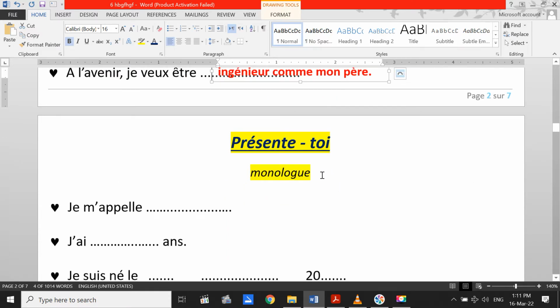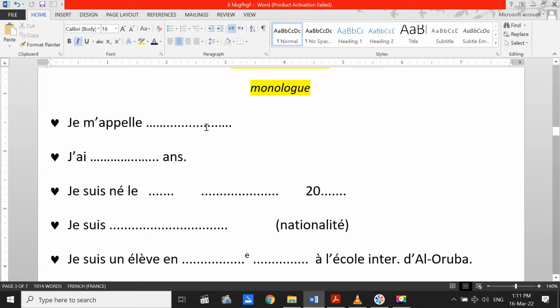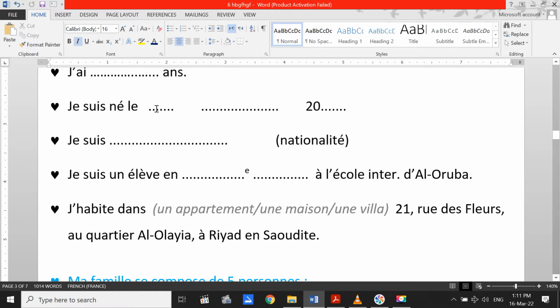Here we said, présente-toi but monologue. It means, here you say your name, je m'appelle. We said, je m'appelle Hani. J'ai, par exemple, 14 ans ou 15 ans. Je suis né. I was born le 5 décembre 2010, 2008, 2012. Je suis algérien. You say here the nationality. Je suis un élève. I'm a student.